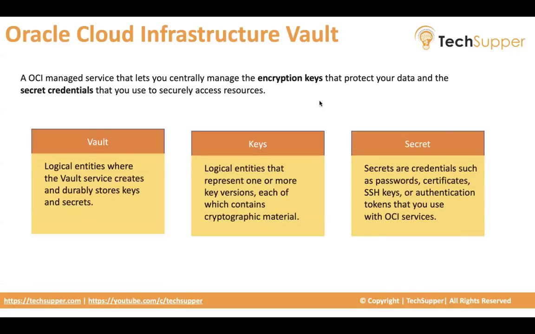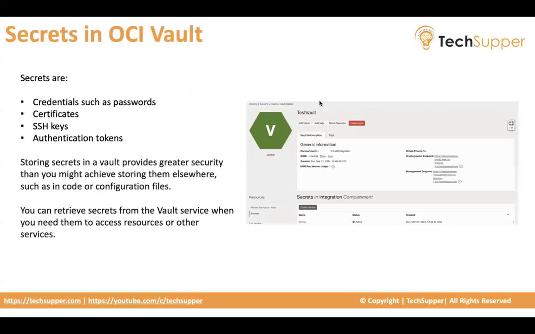So secrets are the credentials such as passwords, certificates, SSH keys, or any authentication token that you would like to leverage to authenticate your APIs, to authenticate your databases and other stuff. So these are the things that you deal with while you are working with Vault. Basically, in this video, we are going to discuss secrets. So we will focus on secrets.